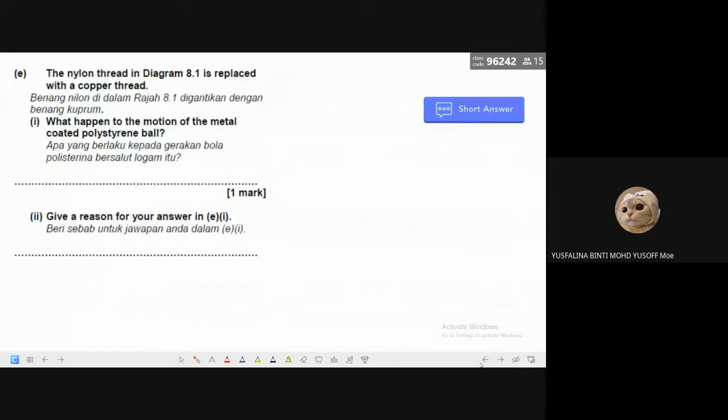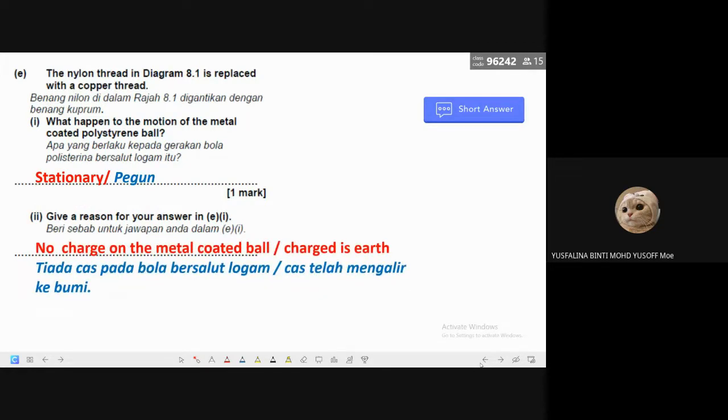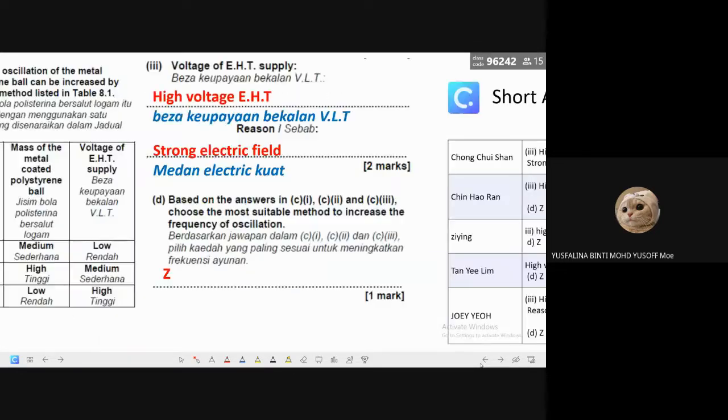Alright, so what happened to the motion of the metal coated polystyrene ball? We change the nylon thread to the copper thread. Okay, so it will become stationary. It will not move. Why is that? Okay, because there is no charge on the metal coated ball, or the charge, right, is already, we already charged it. Okay, so that's why it becomes, because when you, okay, let's see the diagram. There's a diagram.